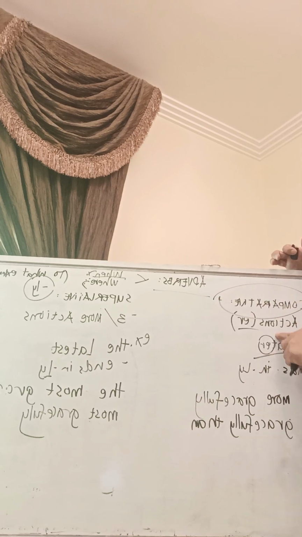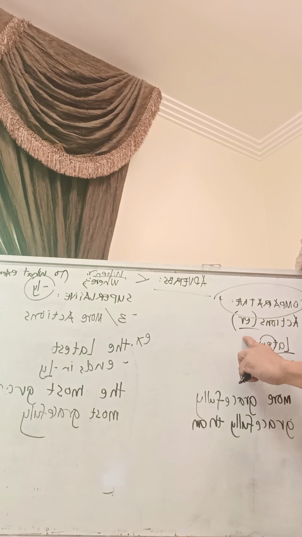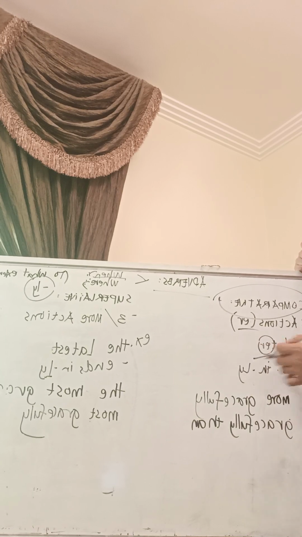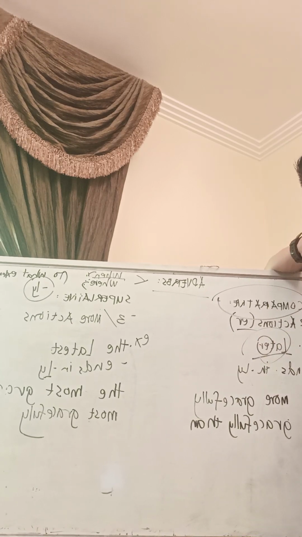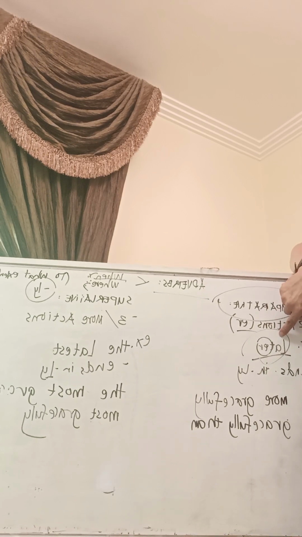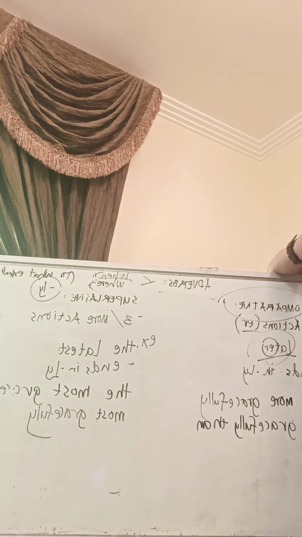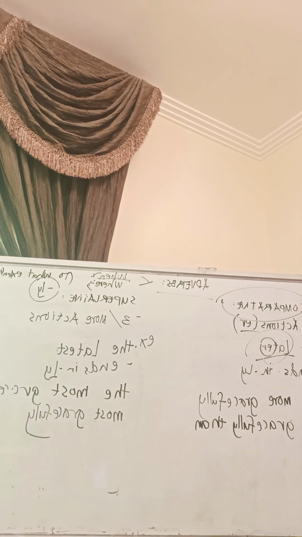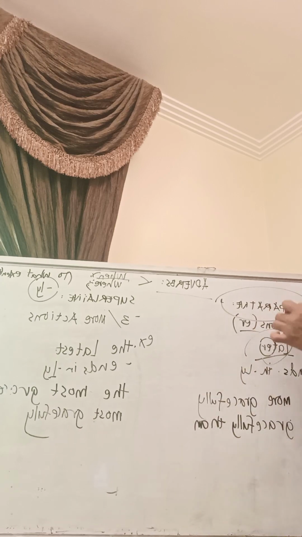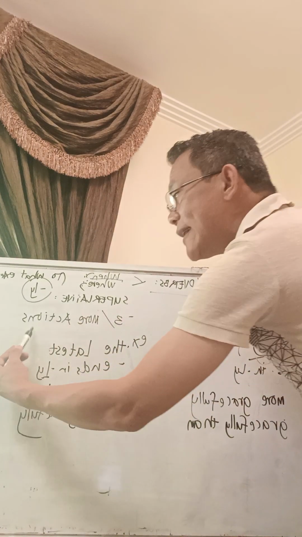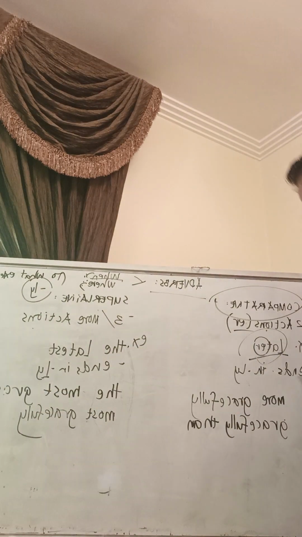Comparative, one to two actions you have. Then the example word is late. What is the comparative of the word late? Later. Okay? What is the superlative of the word late? Latest. You add er here because of comparative. You add est here because of superlative.